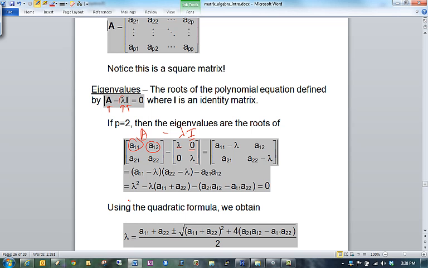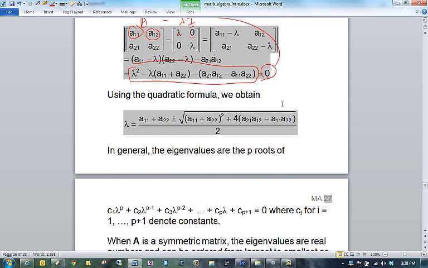Then I do some algebra, so I get this nice little polynomial equation written in terms of lambda. I set it equal to 0, and I solve for the possible values of lambda. You learn in your basic algebra class how to do this using the quadratic formula, for example. And lambda ends up being this expression here. This is for a 2x2 matrix.